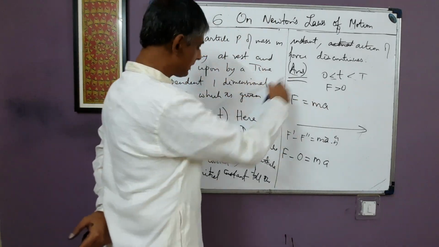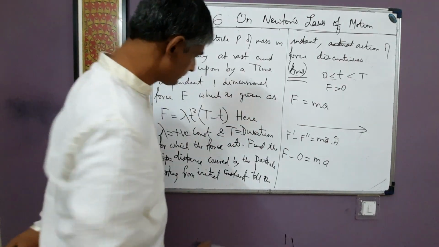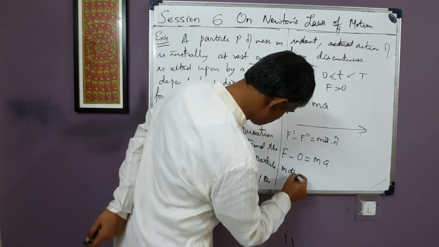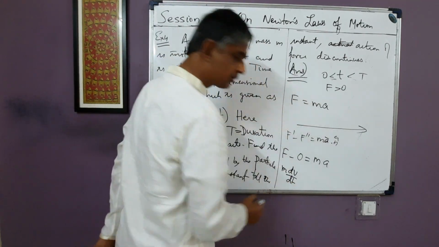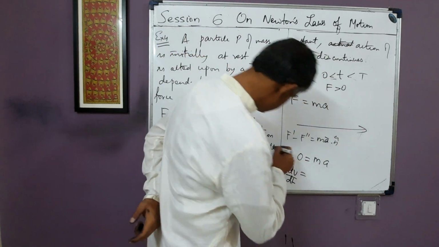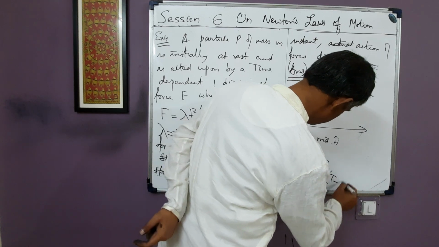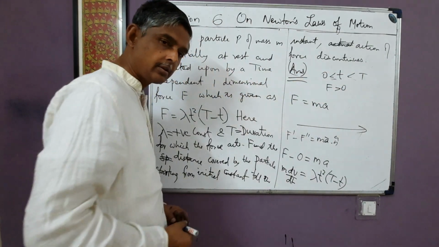Now the force is time dependent, so acceleration is not constant, it varies with time, but the direction is fixed. So we say m times dv by dt, since for a point moving on a straight line acceleration a can be written as dv by dt, is just equal to F. F is how much? Lambda t square into capital T minus t. Okay, fine.